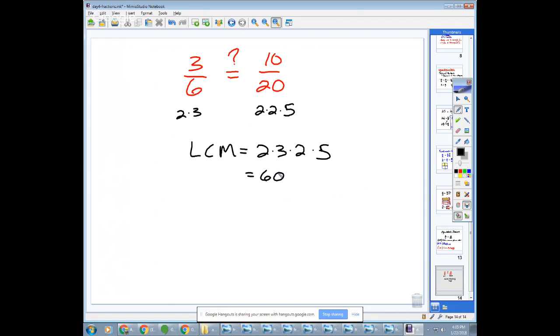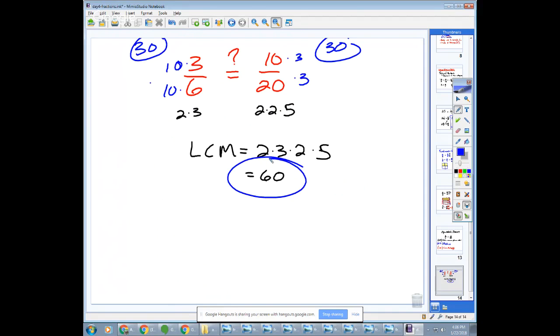So then what would I have to multiply 6 by to get 60? 10. So we have to go up here, multiply top and bottom by 10. So then we're going to get 30 in the top here. What would I have to multiply by 20 to get 60? That would be 3. We multiply 3 by top and bottom there. And so I've turned each of these into 30/60ths. And so I can see they're the same number. So that's one method.